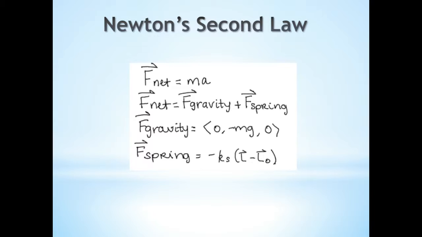In this case, there is a gravitational force, which is equal to the mass times gravity, and the force of the spring, which is equal to the spring constant times S, which is L minus L naught. This principle is then used to solve for the spring constant and L naught.